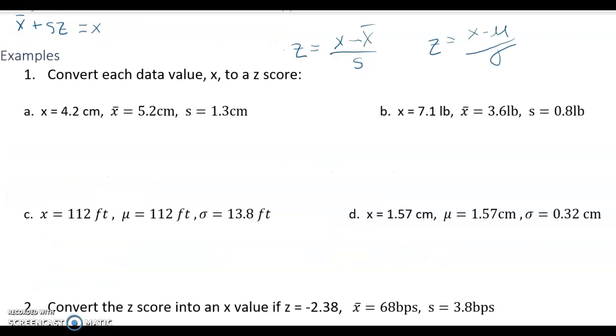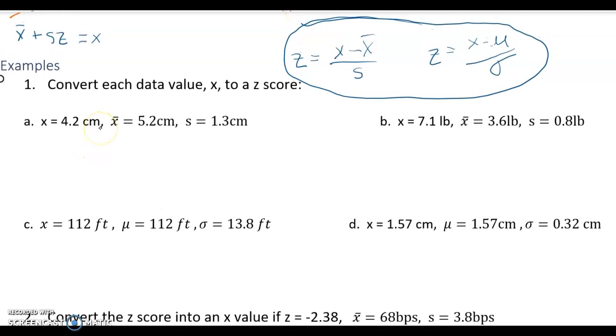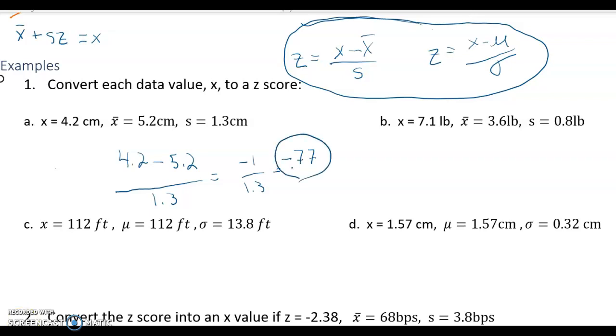For these examples, we are going to take each given x value and convert it into a z-score. I have the formulas written right here as a reminder for us. For the first one, we have x is 4.2, and we're subtracting the mean of 5.2, and we're dividing by our standard deviation of 1.3. And we'll get 4.2 minus 5.2 is negative 1 over 1.3, which gives us negative 0.77 when we round to 2 decimal places. So the number 4.2 centimeters is 0.77 standard deviations below the mean.